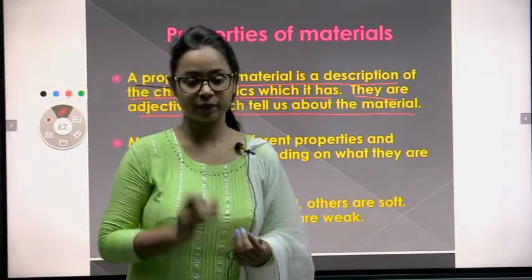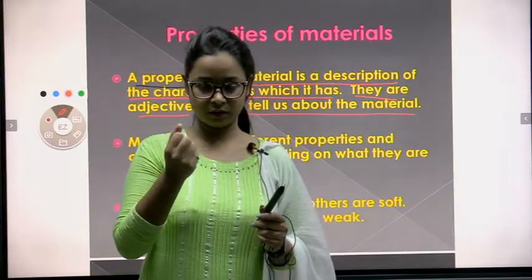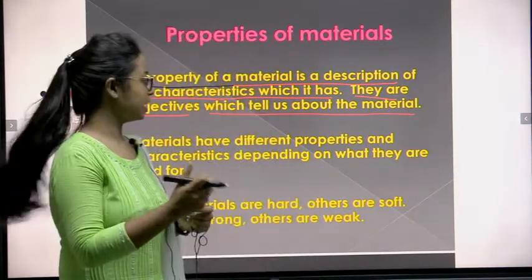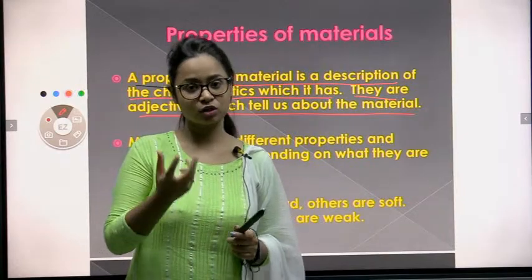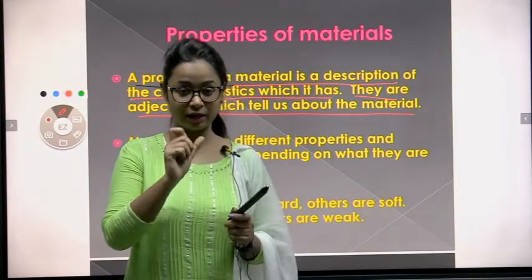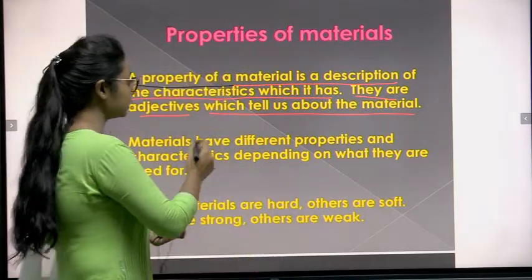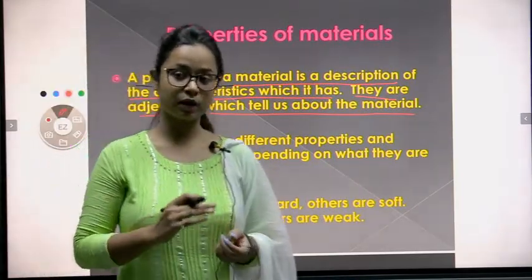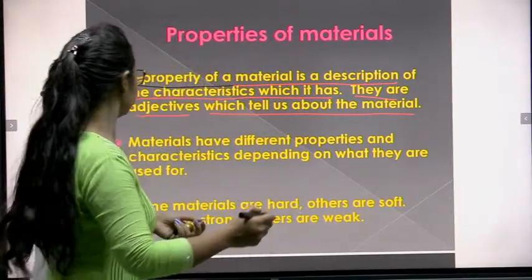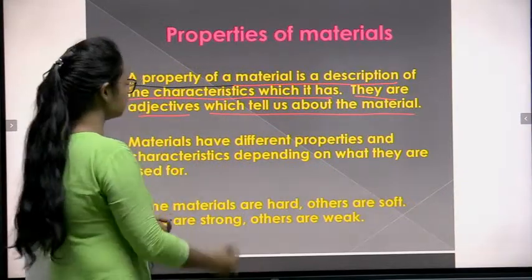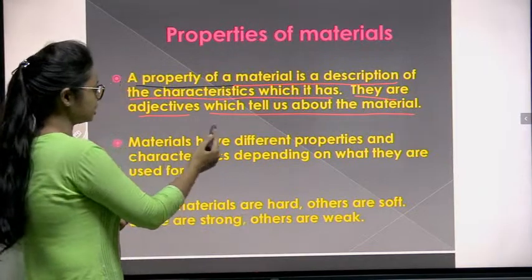For example, if we take a sponge, you can easily squeeze it in your hand. So that is its characteristic. And if I give you a piece of wood, you cannot, that is a hard thing. So that is the property of that wood, right? So the things are descriptive, as I told you, how you can classify things according to their similarities and dissimilarities. The property of a material is a description of the characteristic which it has, and they are adjectives which tell us about the material.